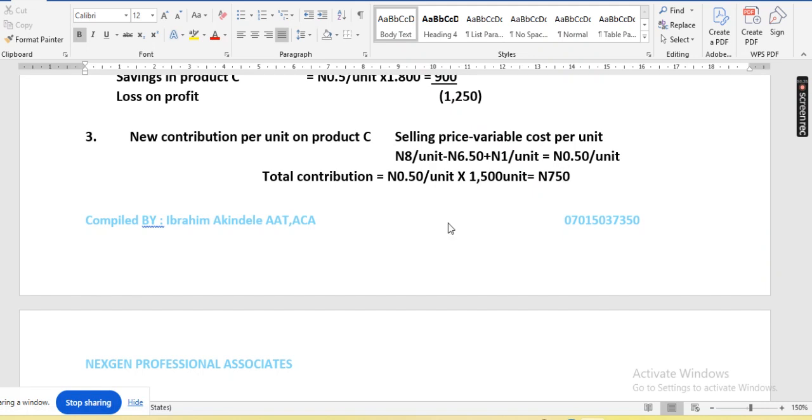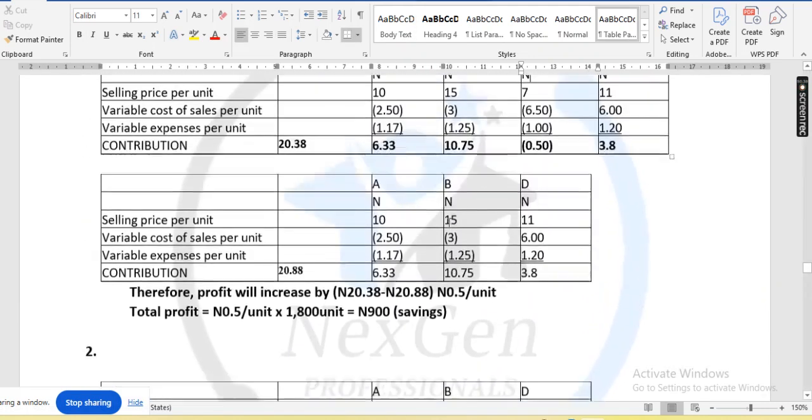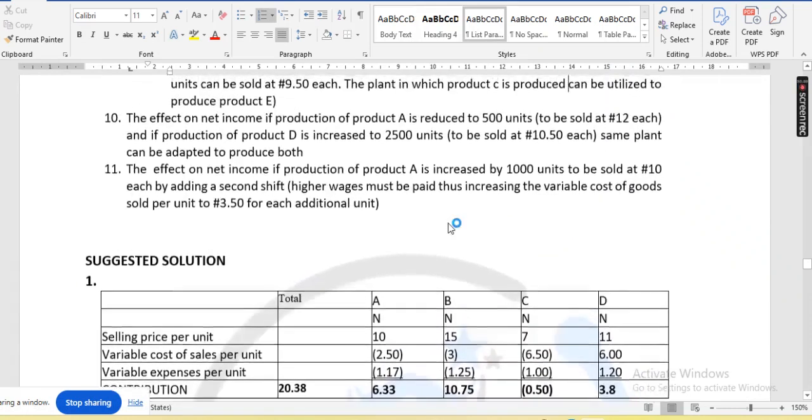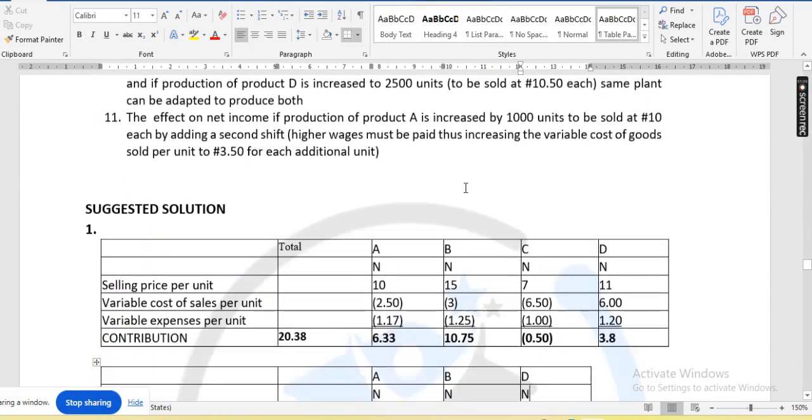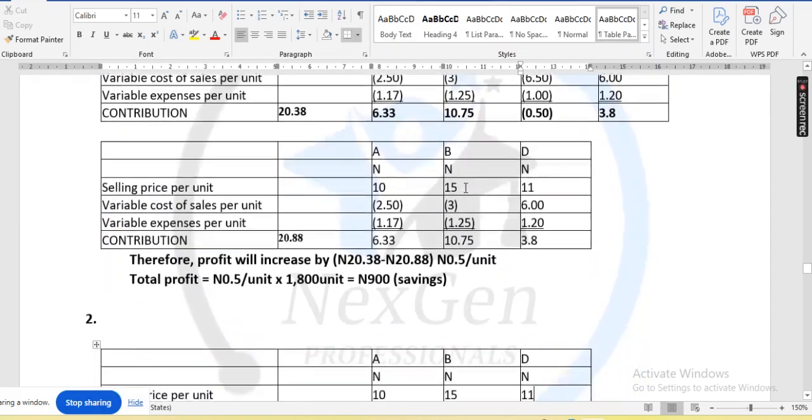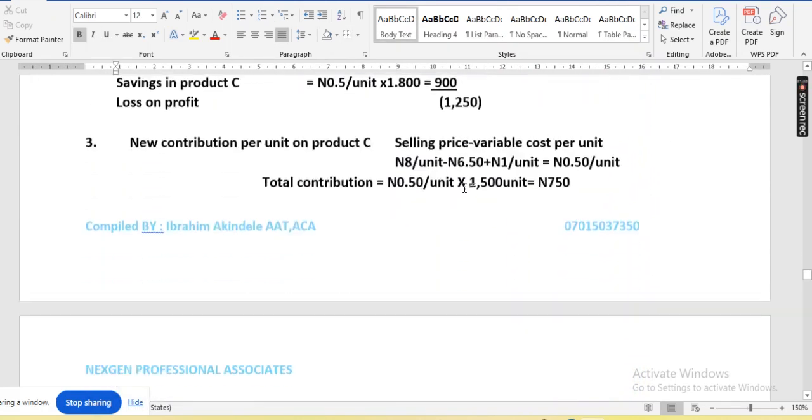Now, let's quickly go back to the question. The question says the effect on net income if the sale price is increased, with a decrease in the number of units, with no effect on other products. It will not have effect on other products. It's just this. Now, the question is, what is the old contribution per unit for product C?